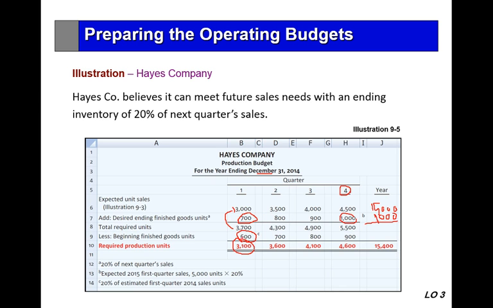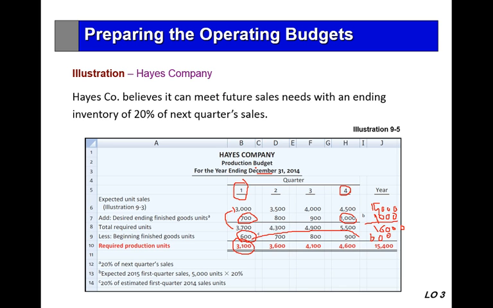Then we have here total required units for the year is 16,000 units. Then we must subtract the beginning inventory of the year. The beginning inventory of the year is the beginning inventory of the first quarter. 1st of January is the beginning of the first quarter and the beginning of the year, which is 600 units. Then we have 16,000 minus 600. We have 15,400 units.